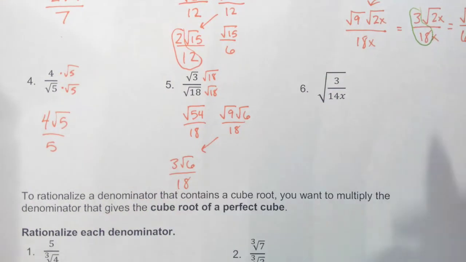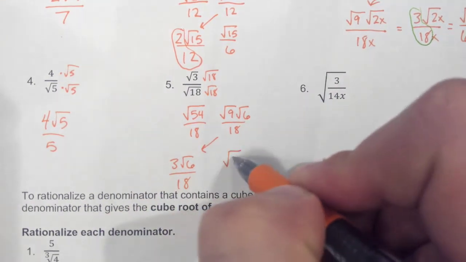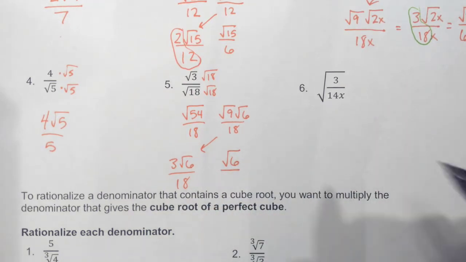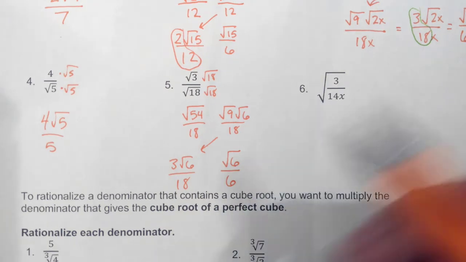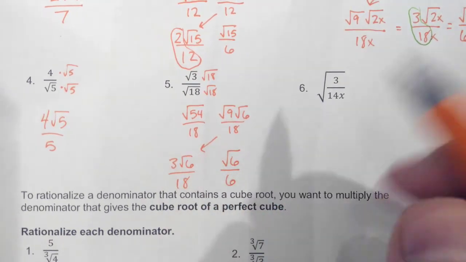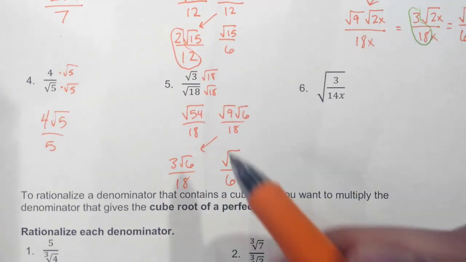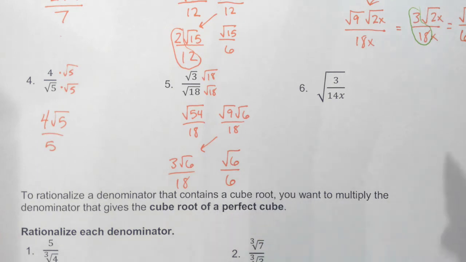And the 3 and the 18 reduce by 3 to leave you with just the square root of 6 on top. And 18 divided by 3 is 6. And again, that's as far as that reduces because that's inside of the radical. The top is and the bottom is not, so you can't simplify it any further.